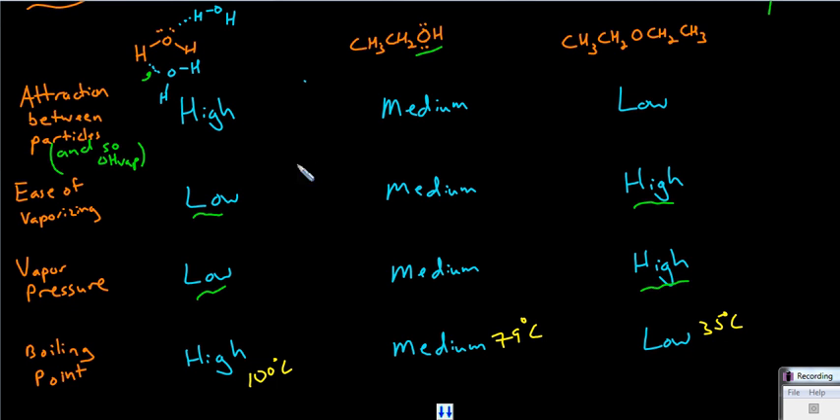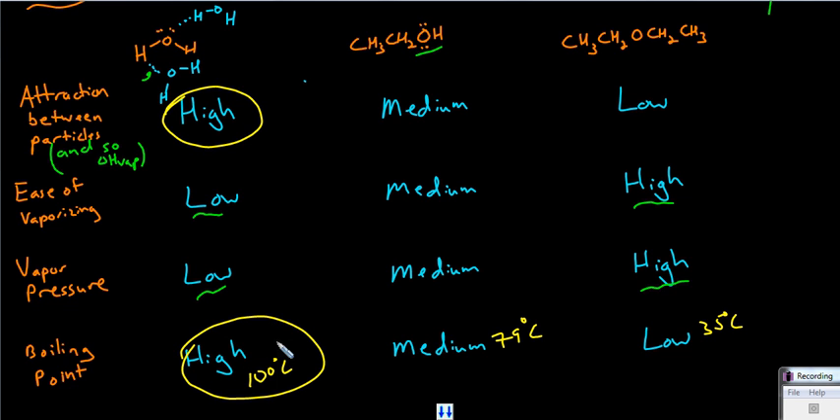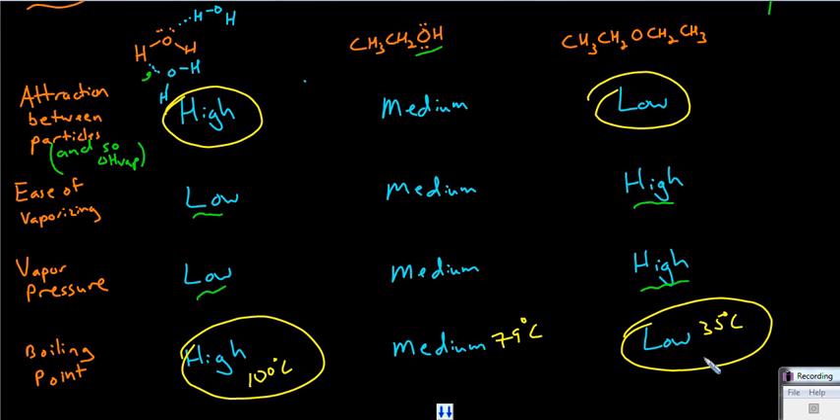So ultimately we see that having a high attraction between the particles means that there's going to be a high boiling point. You need a high temperature in order to separate your particles, whereas having a low attraction between the particles means that there is going to be a low boiling point.